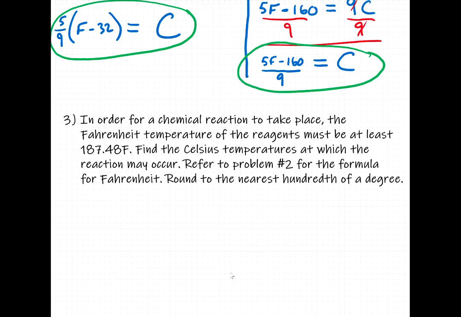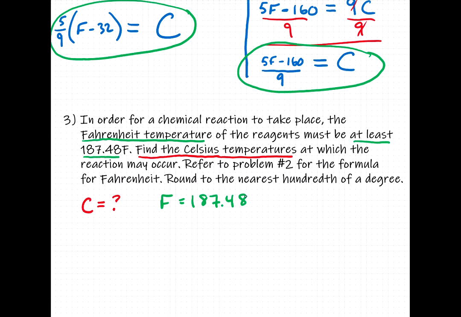Okay, there's a lot going on here, but we could pull out the important information. Find the Celsius temperature. So that's what we're looking for, Celsius temperature. We don't know. For which the Fahrenheit temperature must be at least 187.48. Okay, so we're given a Fahrenheit temperature. We need the Celsius temperature.